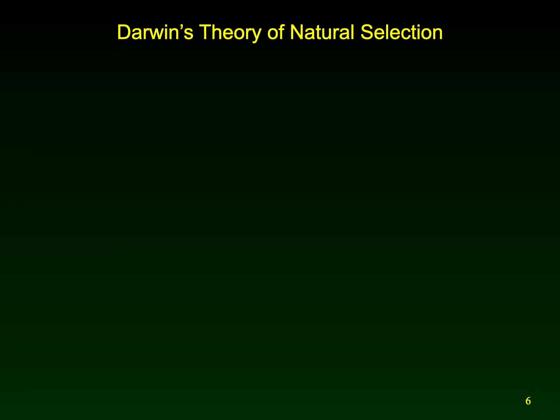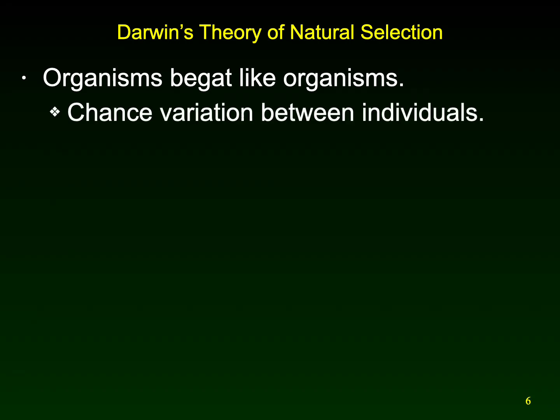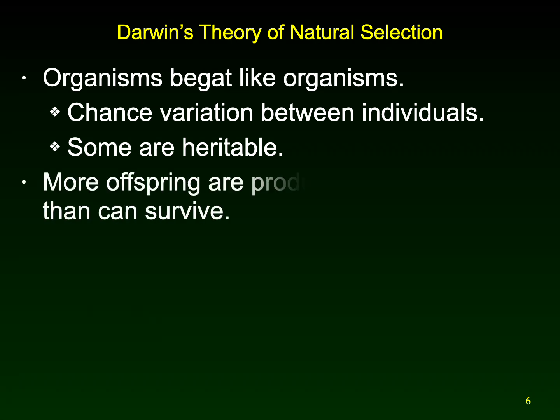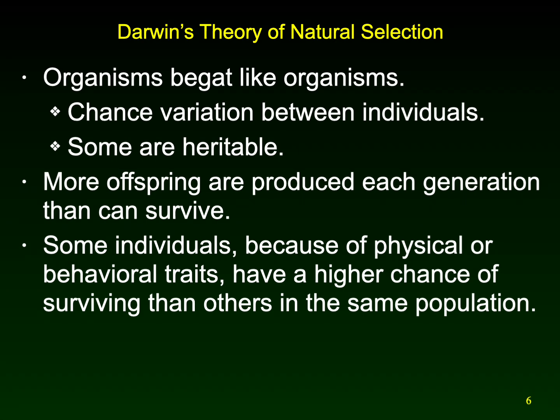He was also affected by reading about populations and mathematics, and he made several distinct postulates that helped him. One is that organisms resemble their parents, like begets like, that there was lots of variation between individuals, and some of it could be inherited. From his reading on populations, he recognized that more offspring are produced each generation than can survive. And some individuals, because of their traits, physical or behavioral, have a greater chance of survival. And so thus things may change over time.